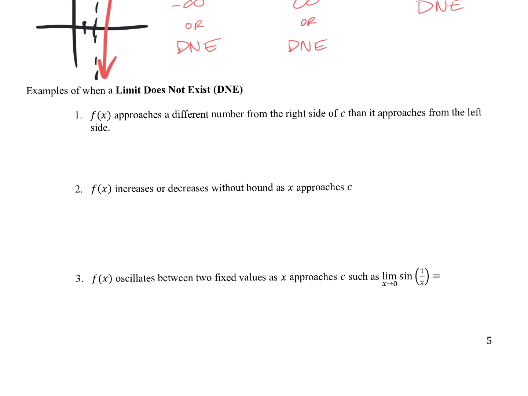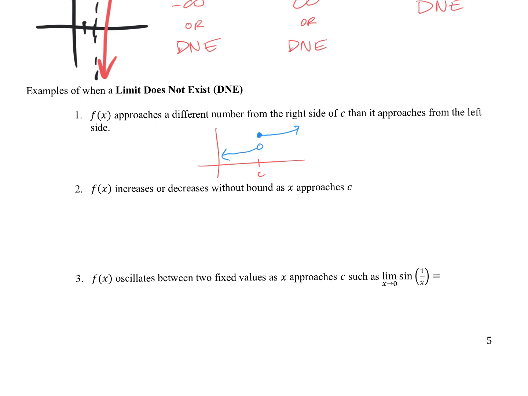Let's remind ourselves how this limit doesn't exist, and we're going to draw ourselves some pictures. It says my function approaches a different number from the right side of C than it approaches from the left side. So let's draw ourselves a little, there's C. For the limit to not exist, it's saying from the right side, my limit's approaching some different number than it is from the left side. Is that an example of that?